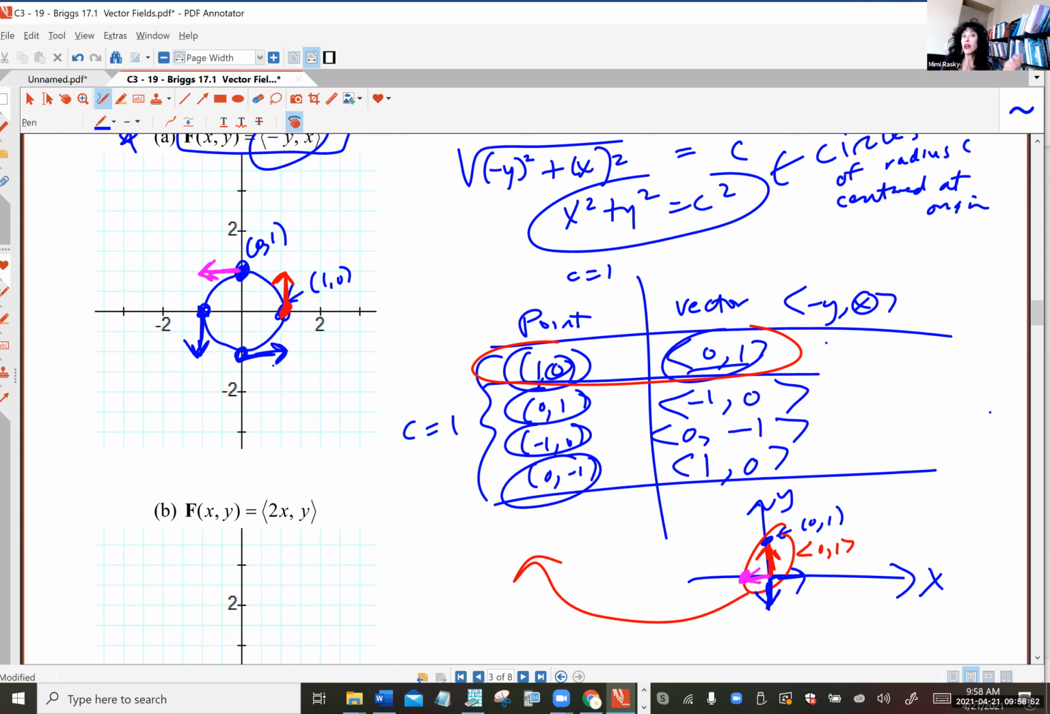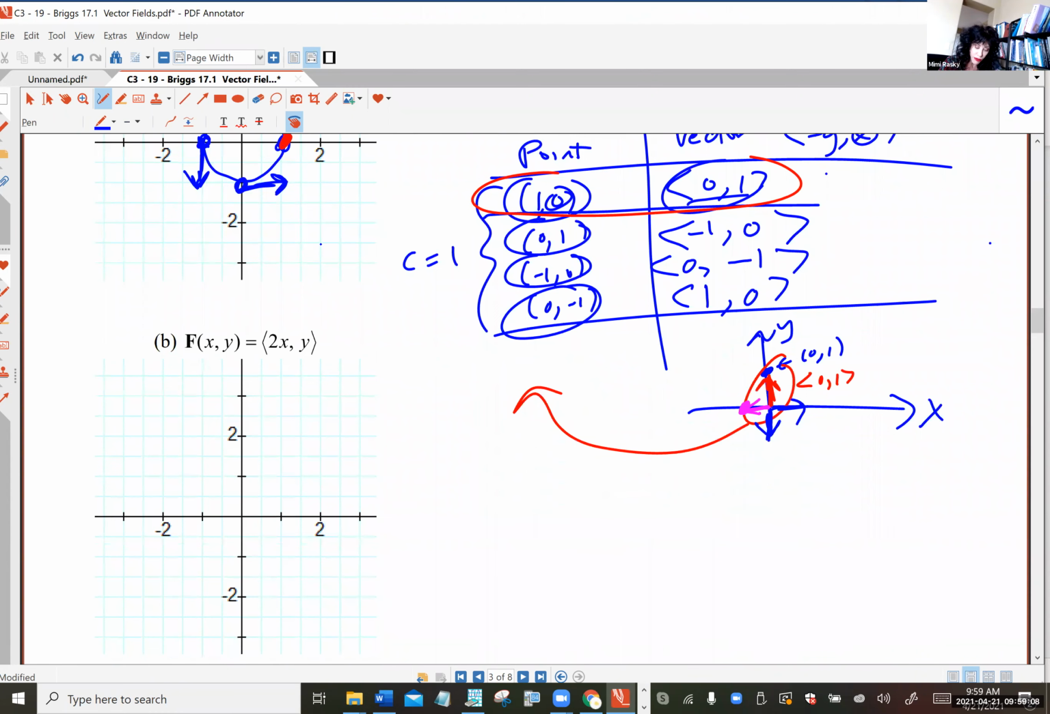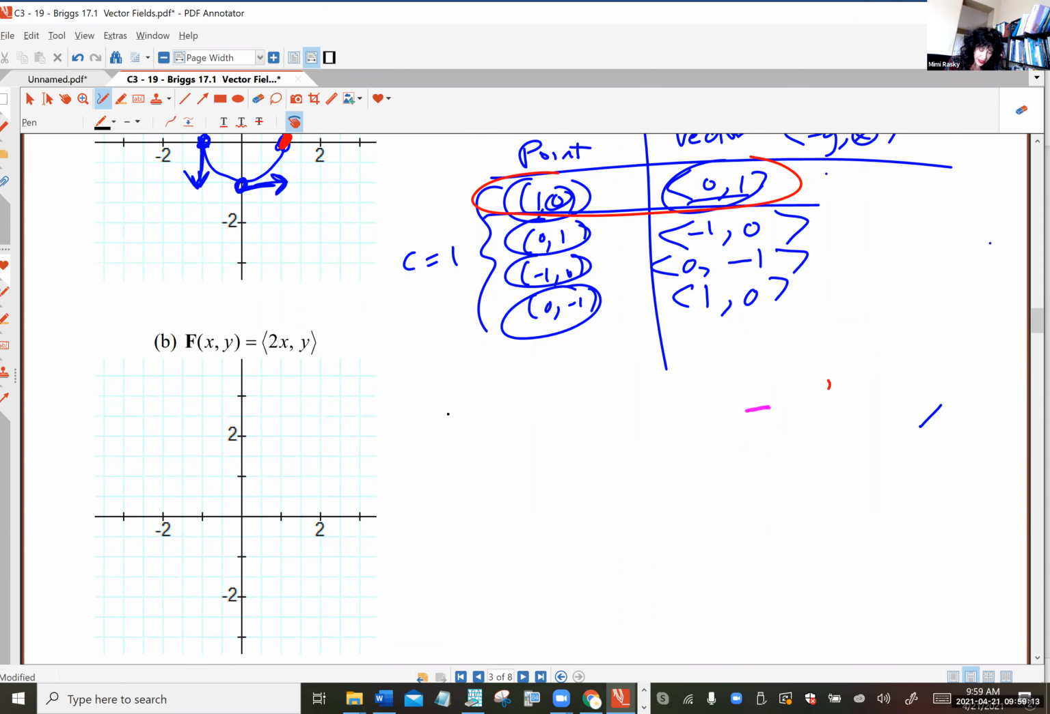You're not done. This is not enough vectors. I won't give you full credit for this graph. Why not? Because I don't have enough vectors to get the flavor. Well, how many do you need? 50? No, no, no. You'd be surprised. Minimal now that we're doing level curves and scalar fields. So I'm just going to pick one more value of c, one more level curve. Say, let's let c equal 2.